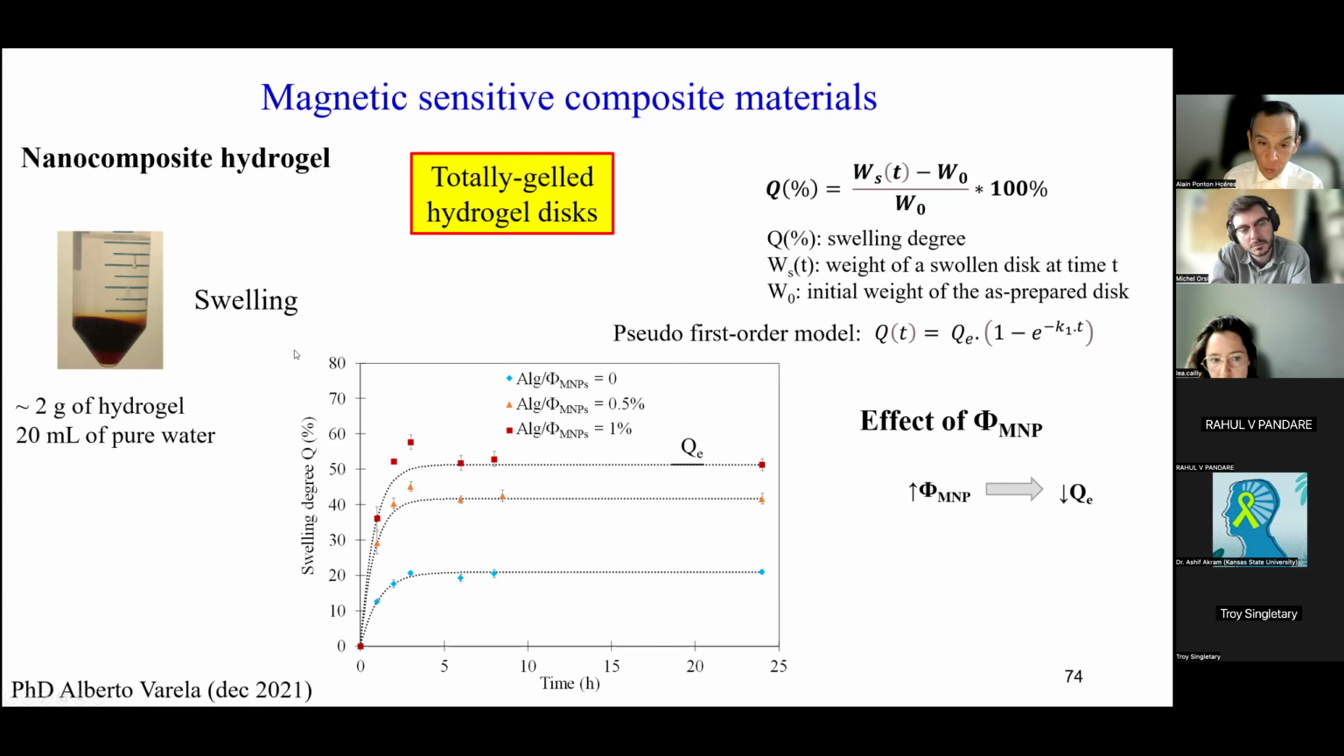And if you plot the swelling degree as a function of time, we can see an increase of swelling when you increase the volume fraction of magnetic particles. And it is totally in agreement with the viscoelastic properties, because we have just seen that when we increase the volume fraction of magnetic particles, you obtain a softer gel and you increase the swelling property.